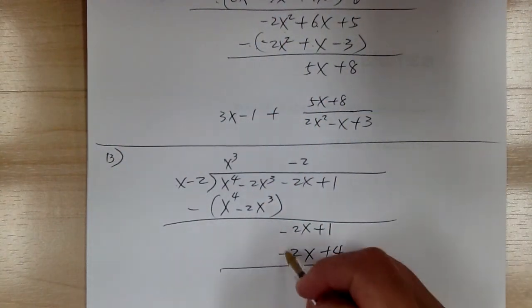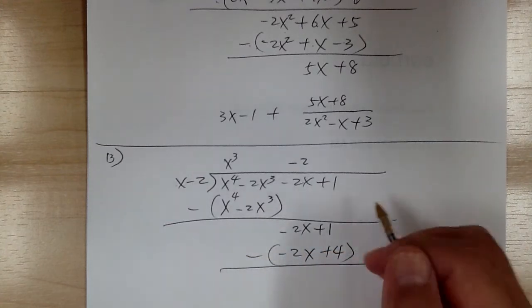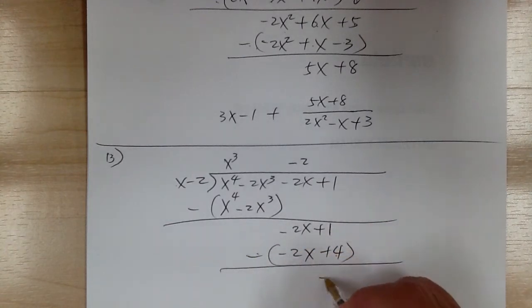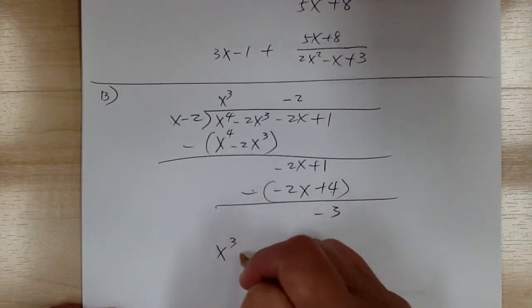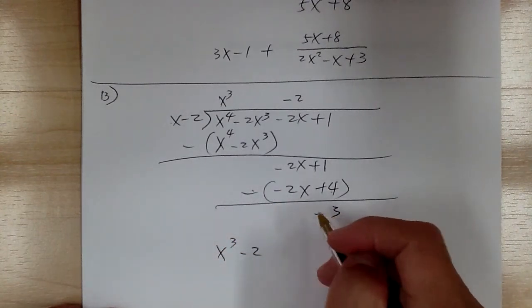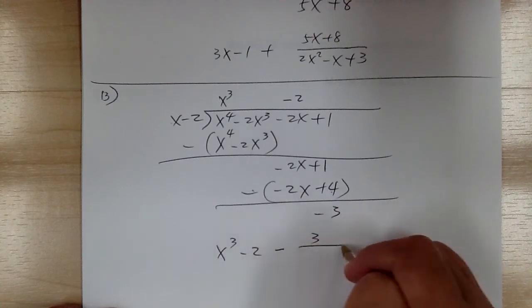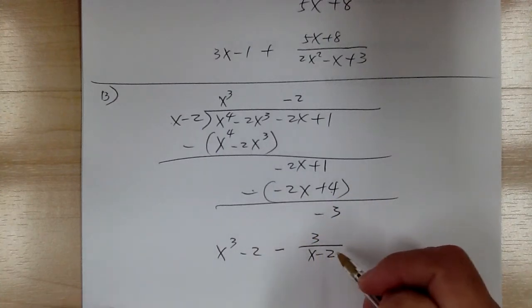Okay, so draw the line, put parentheses, subtract. So 1 minus 4 will give you negative 3. Okay, and so that's it. So your answer would be x cubed minus 2. And again, that's a minus over here, so write down minus 3 over x minus 2.